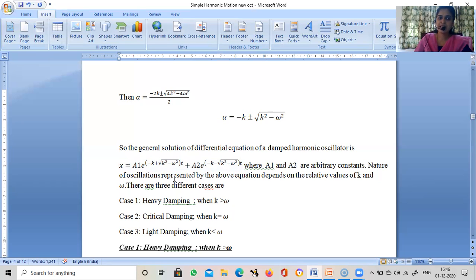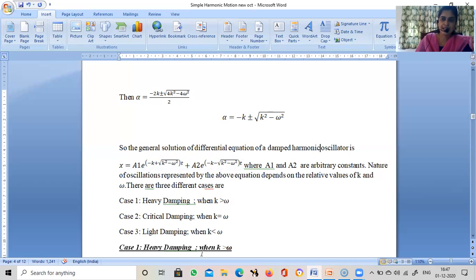The nature of oscillations represented by the above equation depends on the relative values of k and omega. Based on the values of k and omega, we have three different cases. The first case is heavy damping or over damped condition, that is when k is greater than omega. Case 2 is critical damping, k is equal to omega. Case 3 is light damping or under damped condition, when k is less than omega.